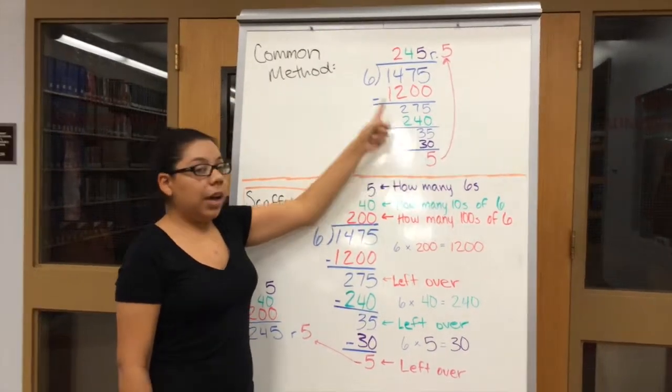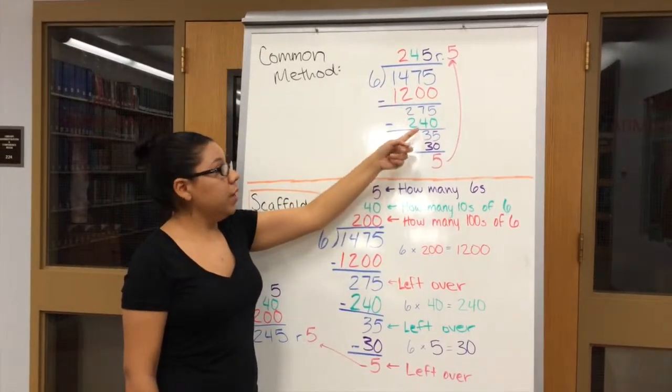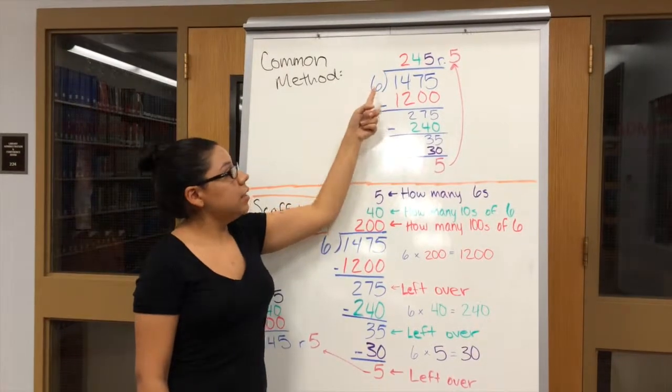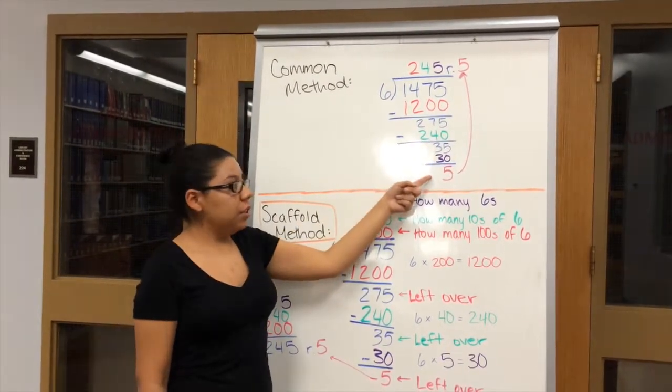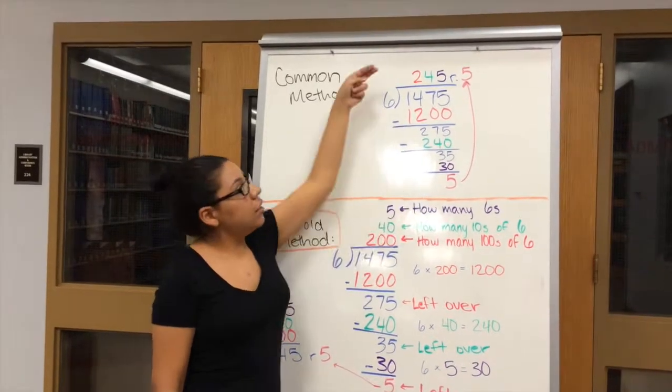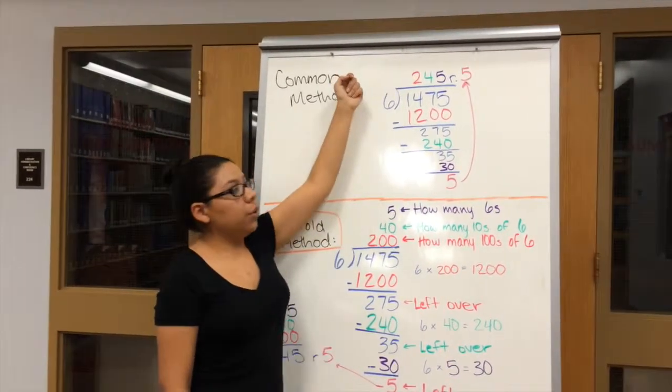And again, how many 6s fit into 35? You get 5 times 6 equals 30. Subtract these two from each other, you still get a remainder of 5. The answer is still 245 with a remainder of 5.